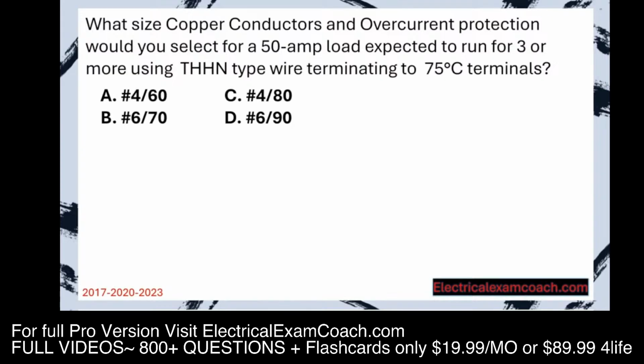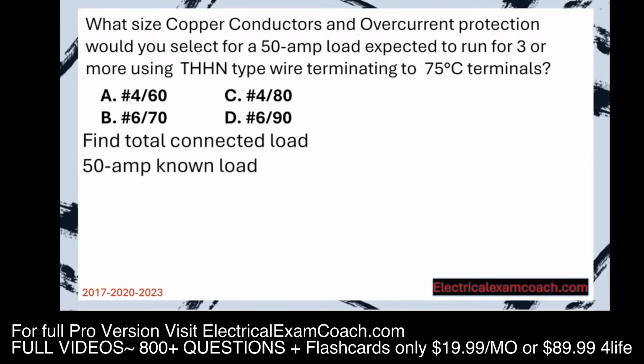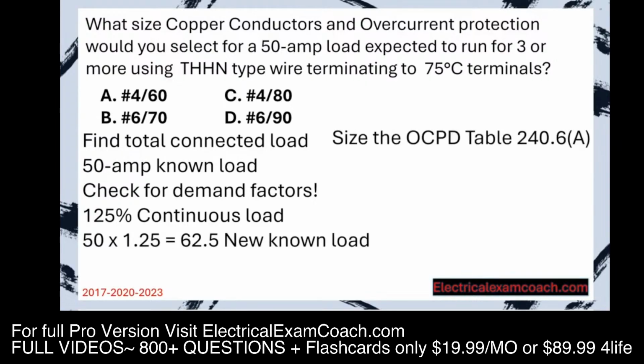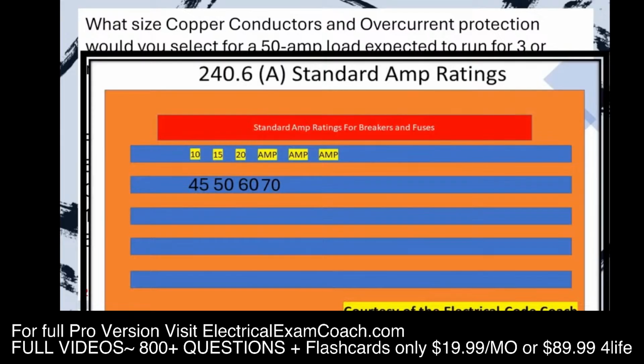What size copper conductors and overcurrent protection would you select for a 50 amp load expected to run for 3 or more hours using THHN type wire terminating to 75°C terminals? Step 1, we're going to find the total connected load. Our starting known load is 50 amps, but we must check for demand factors. We see that it's a continuous load, so we're going to have our 125% rule. We take our starting known load, multiply it by 1.25, and that gives us a new known load of 62.5. Now we can size our overcurrent protective device. We head to our table, we choose the next standard size, which in this case is going to be a 70.